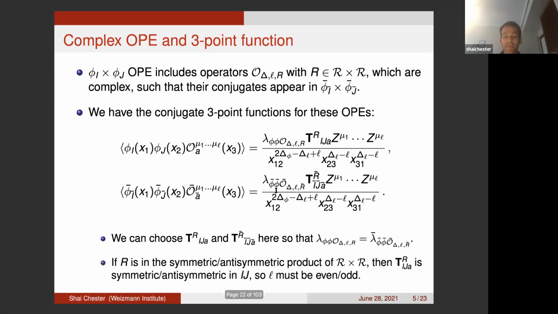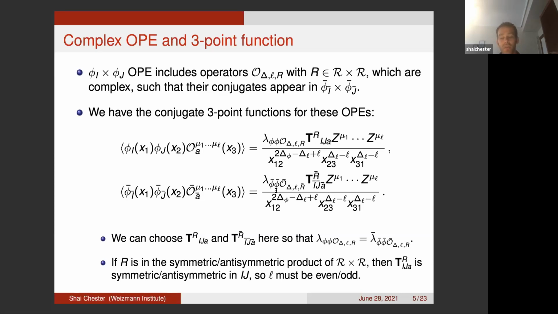Another novelty we have now that we're doing an OPE between two identical operators is that if R is in the symmetric/antisymmetric product of this tensor product, then the corresponding 3-point tensor structure will be either symmetric or antisymmetric. So it's symmetric in the symmetric case, antisymmetric in the antisymmetric case of the indices I and J, which then implies that the spin must be even in the symmetric case or odd in the antisymmetric case.